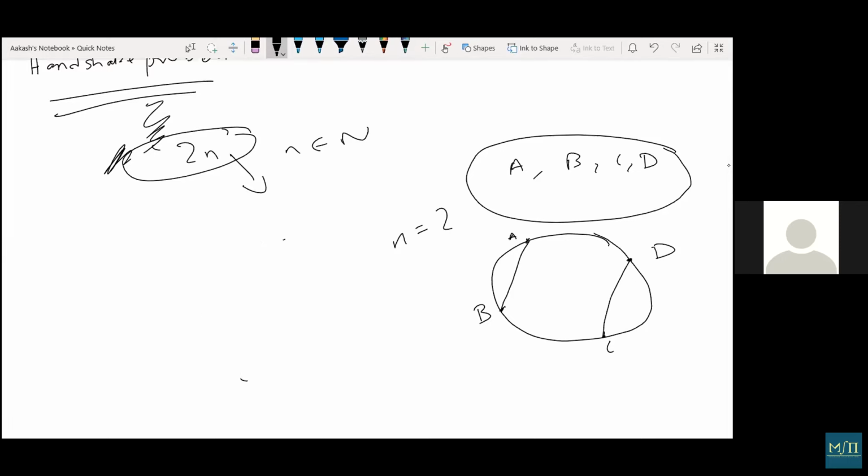So basically, the case is that I am taking 2n people, where n is a natural number. Why 2n? Because I want a pair of handshakes between the people. If I choose an odd number of people, then there will be one person left over who won't have a pair to shake hands with. So I'm choosing an even number of people.